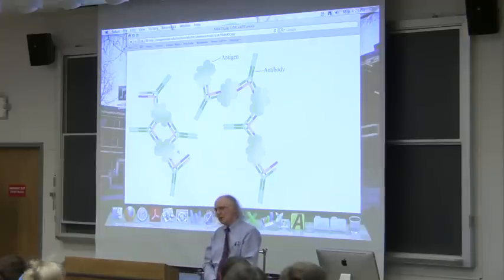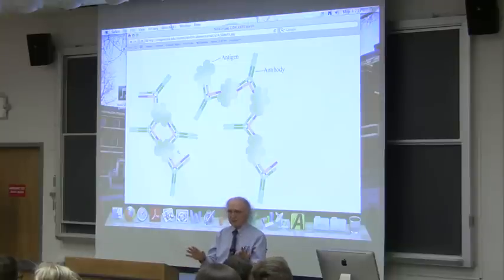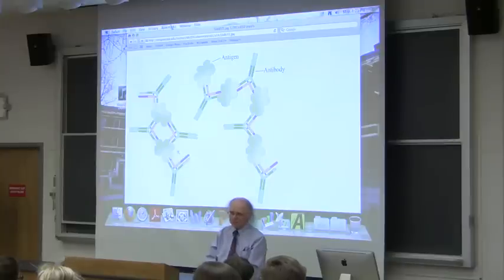Yes. So it's shuffling sequences to do that, but once it has differentiated to make a specific antibody, then it's not going to shuffle anymore, and it's not going to splice any differently. It's going to continue with what it's got and make the same antibody over and over and over.